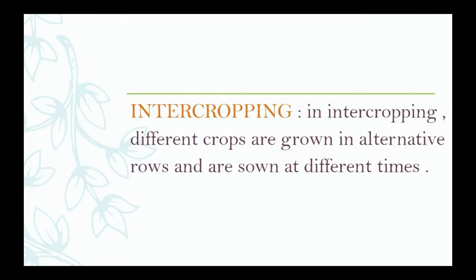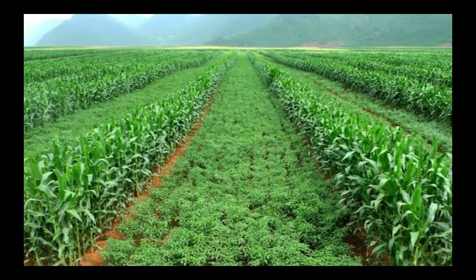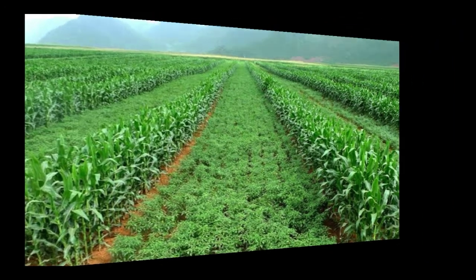Next, intercropping. Intercropping is also one of the processes for soil conservation. In this process, different crops are grown in alternate rows and are sown at different times. This intercropping actually helps to protect the soil from the rain wash. Here you can see the process of intercropping.